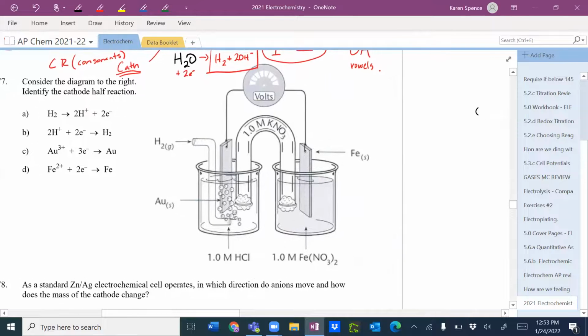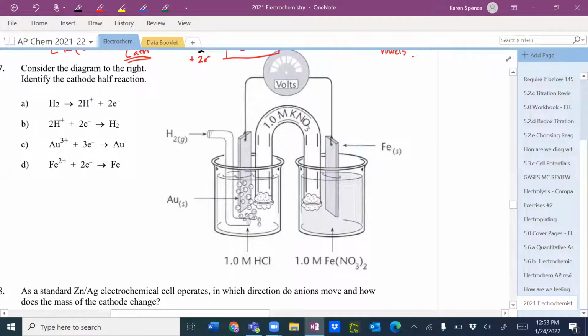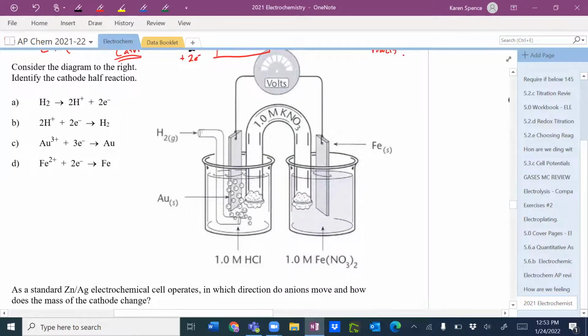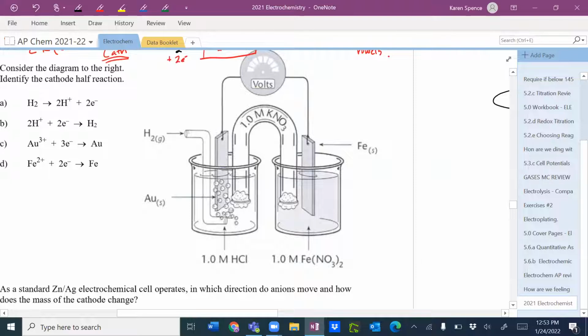Consider the diagram to the right. Identify the cathode in the half reaction. So here we have an iron electrode on the right. And on the left-hand side, we have H2 gas and we have HCl. If we have HCl, you need to remember that HCl dissociates into H+ and Cl-. All of your acids that start with H dissociate. So we are dealing with H2 and H+.